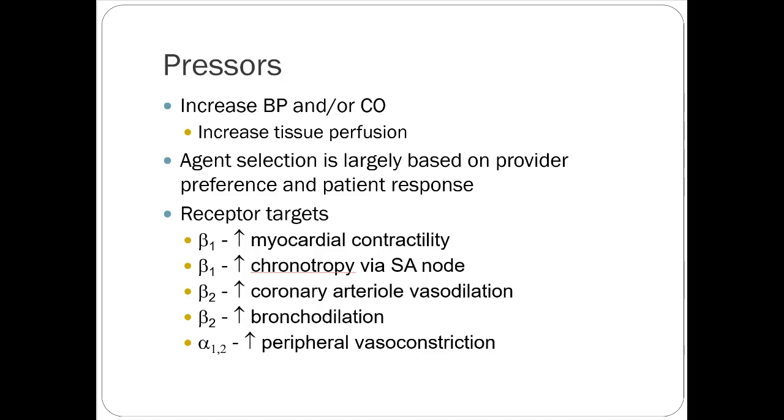There are some common agents that we talked about, and we'll talk about again today, but at the same time, it could depend on what the specific provider is comfortable with or what you've had good experience with in certain situations once you see some patients and get some experience under your belt. So general targets: beta-1 receptors increase myocardial contractility and increase heart rate via activity through the sinoatrial node. Beta-2 receptors give you coronary artery vasodilation and bronchodilation, and alpha-1 and 2 give you your peripheral vasoconstriction. Just to review what our receptors are doing here.